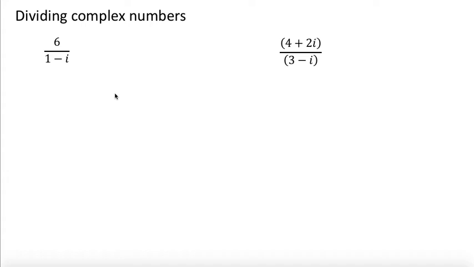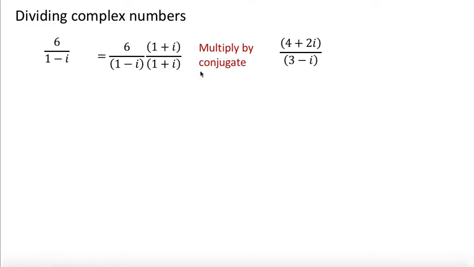All right, so here's dividing. I'm going to give 4 examples. So here's a 6 isn't really a complex number, it's just a real number, but we're going to treat it like a complex number. And 1 minus i is, of course, a complex number. What you want to do first is multiply by the conjugate. Multiply top and bottom by the conjugate.